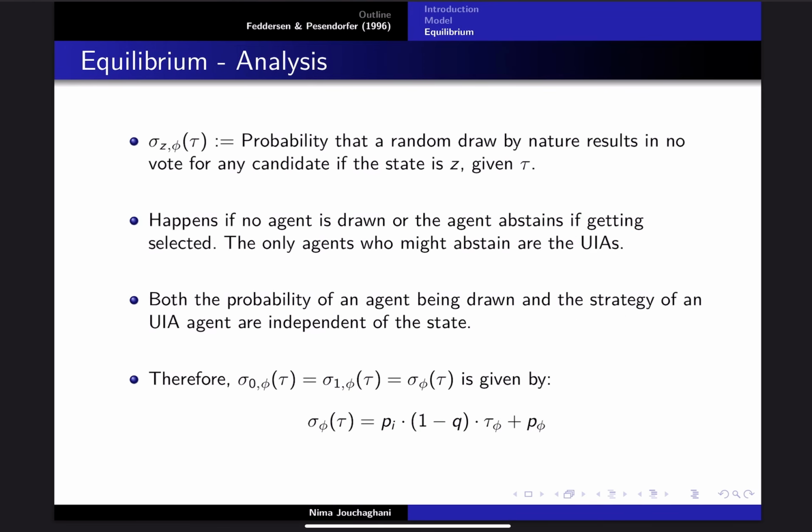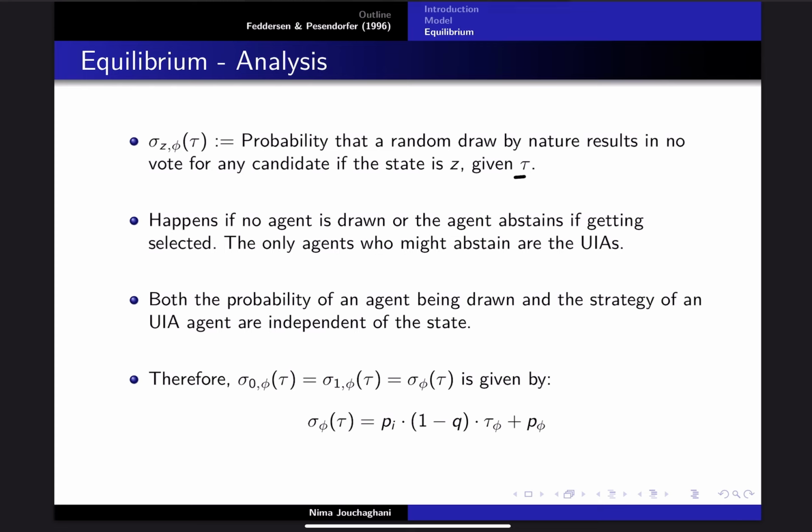Now, in addition, we have sigma z of phi, which depends on the strategy profile. This is the probability that a random draw by nature results in no vote for any candidate if the state is Z given strategy profile tau. So this could also happen, of course. If nature is drawing from a set of agents, it could happen that this agent is not voting for any of the candidates.